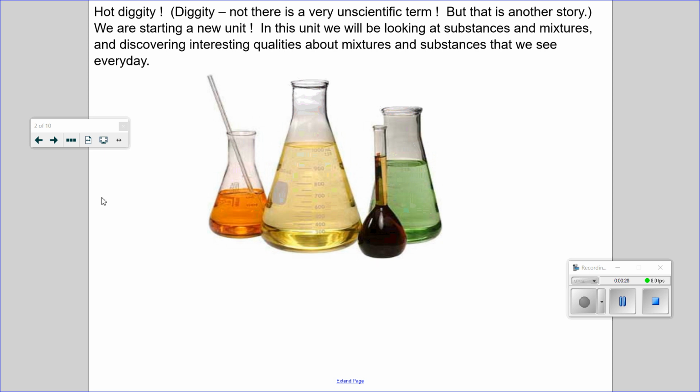Let's get into it. We are starting a new unit. In this unit, we will be looking at substances and mixtures and discovering interesting qualities about mixtures and substances that we see every day.